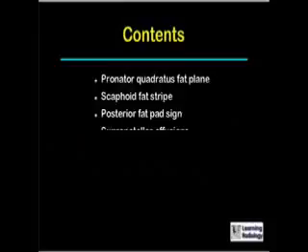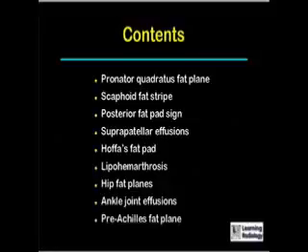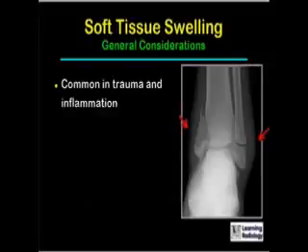The contents of this podcast are going to include some of the important soft tissue planes that may offer clues to musculoskeletal disease. We'll talk about the Pronator Quadratus fat plane, the Scaphoid Fat Stripe, the Posterior Fat Pad Sign in the elbow, suprapatellar effusions, Hoffa's fat pad, Lipohemarthrosis, the fat planes around the hip, ankle joint effusions, and the Pre-Achilles fat plane. In general, soft tissue swelling is relatively common in trauma or anything that produces inflammation.